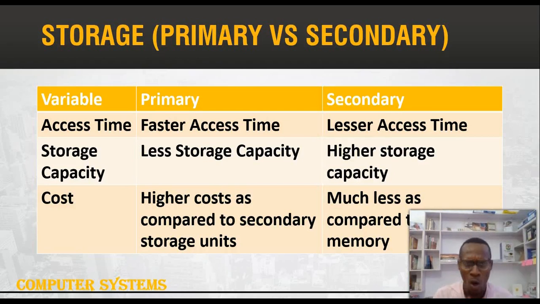Now, in terms of cost, primary storage is more expensive compared to secondary storage. So you could see that secondary storage has a bigger capacity as well as a lower price. But primary storage has a faster access time. So with this, when you're making your choice, you could know the one you could go for.